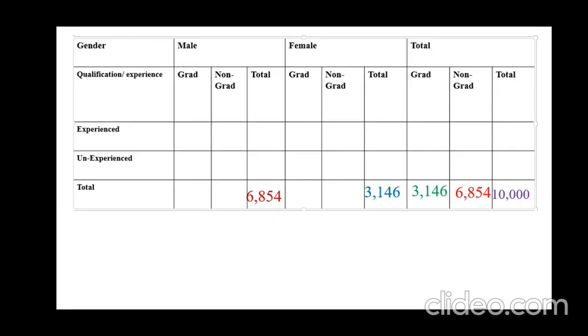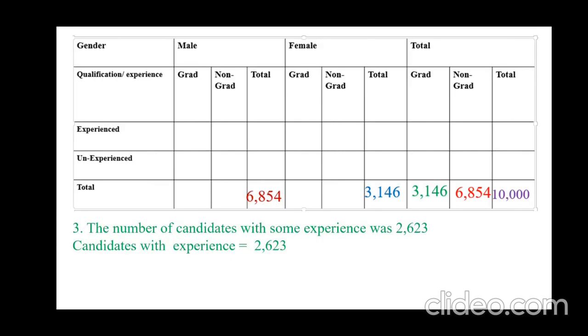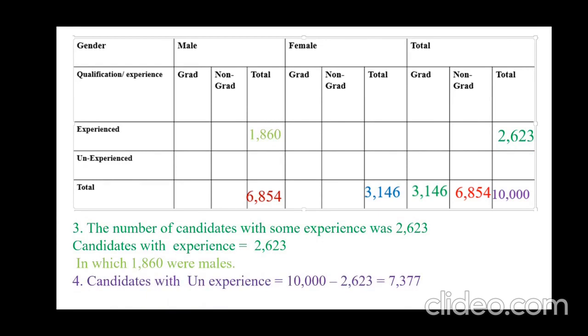Clear? Then come to the next slide. Look at that. What is the information already given? Now the number of candidates with experience is 2623. Without experience, or inexperienced, we can find out. In which 1860 were males. So candidates who are inexperienced: 10,000 minus 2623 will get it. Then the total number of male graduates is 2012. Look at that. Likewise, we get all the information.